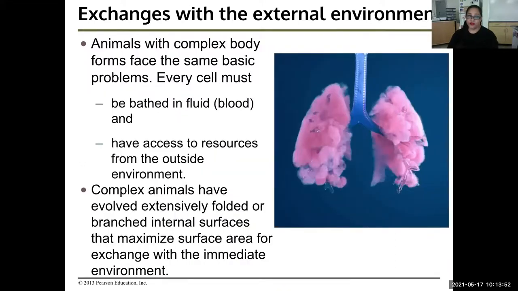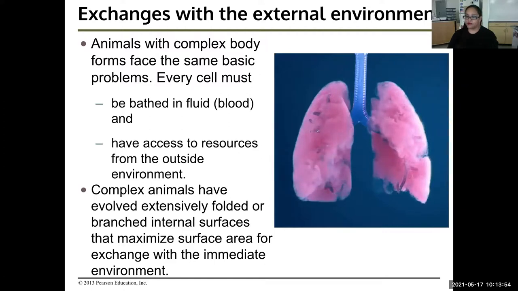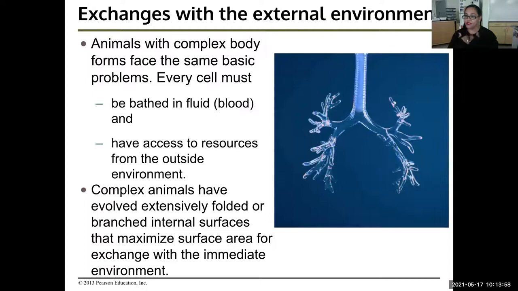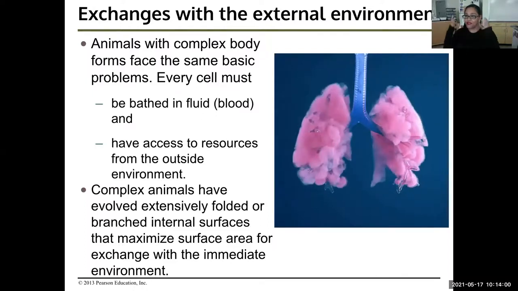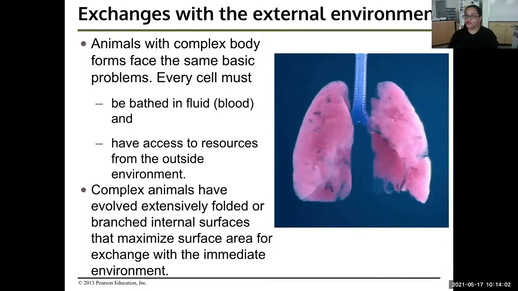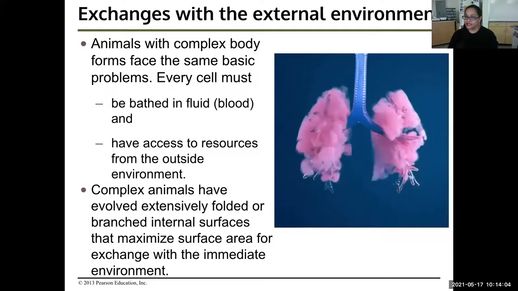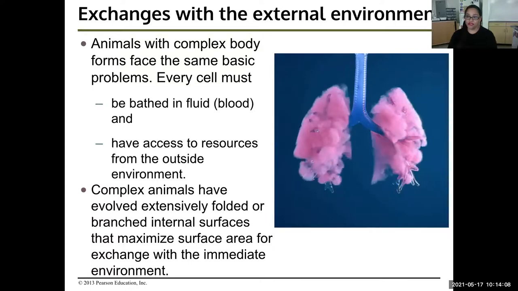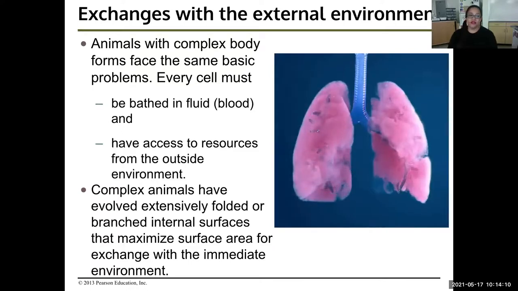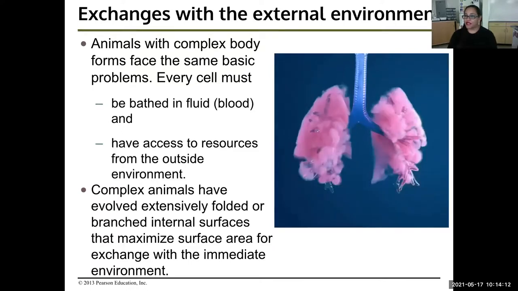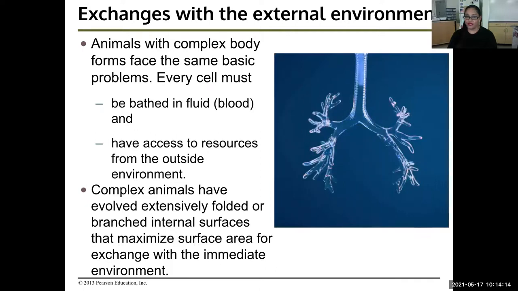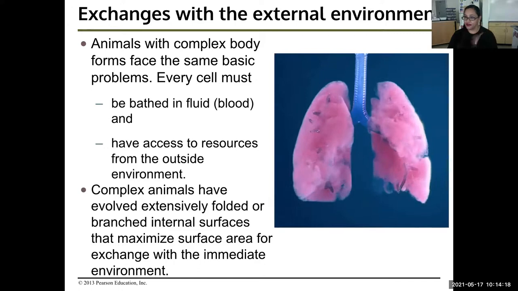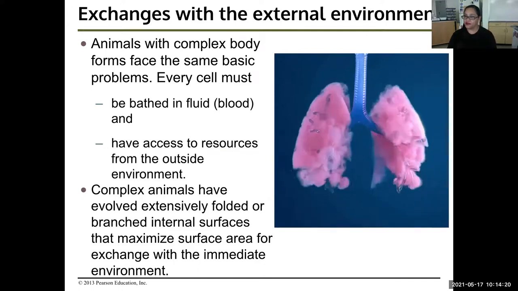Animals with complex body forms face the same basic problems because every cell must be bathed in fluid, which is what our blood does for us. Our blood is our fluid that bathes all of our cells. Every single cell needs a blood supply because it needs oxygen, and blood brings that oxygen. They also need to have access to resources from outside the environment. That is what our lungs are for. Our lungs bring in oxygen, get rid of carbon dioxide, which is a waste product from our cells.